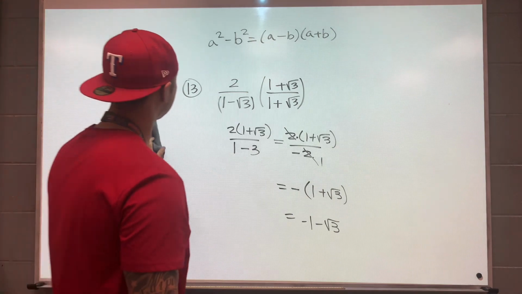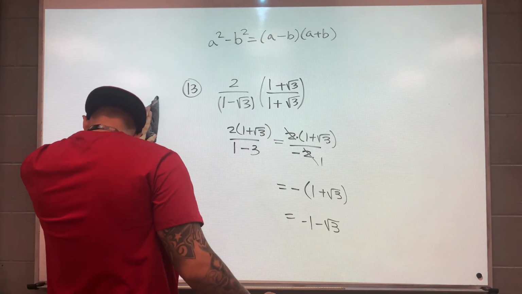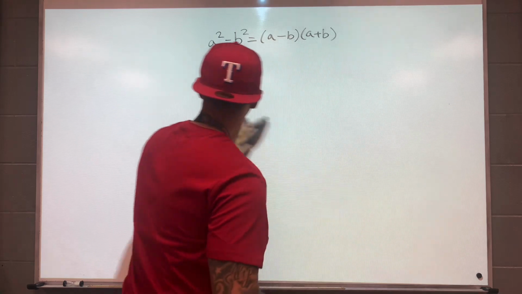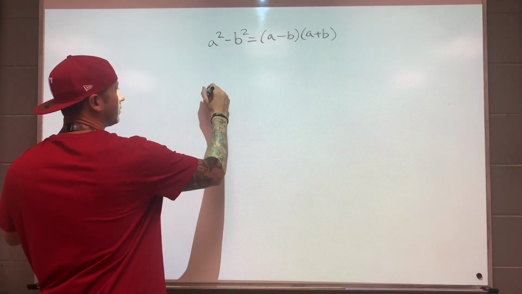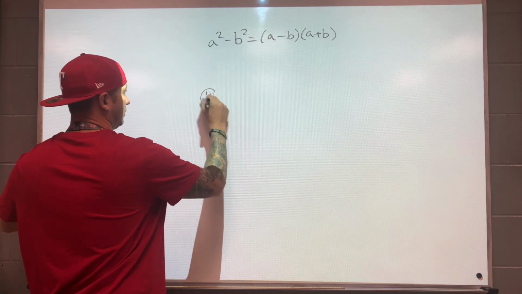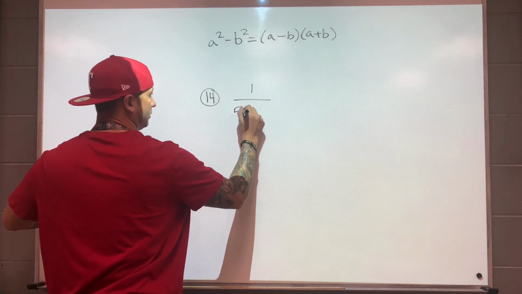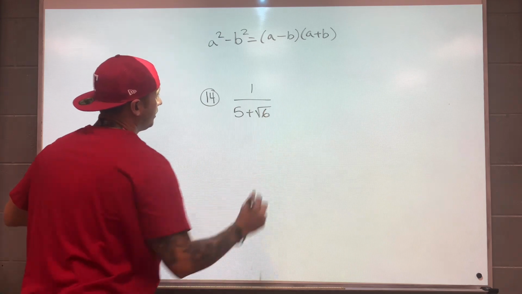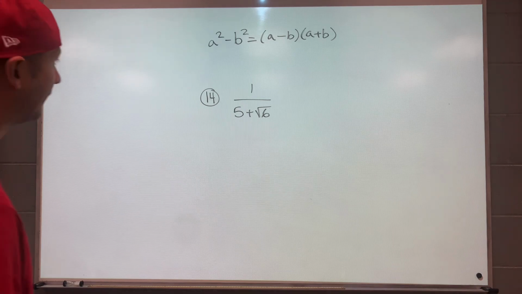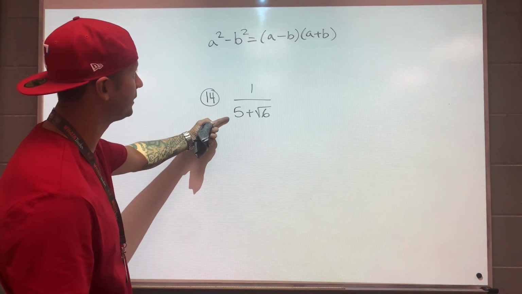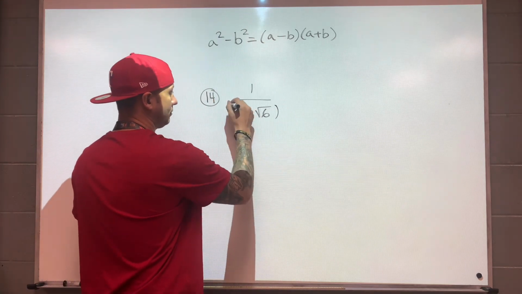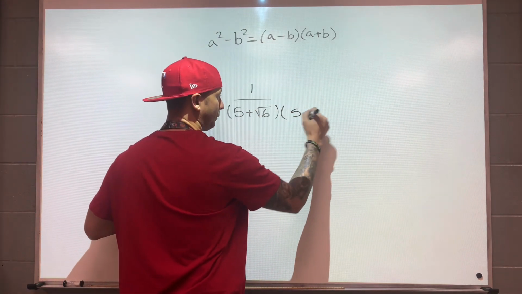1 over 5 plus root 6. Again, denominator, we're going to use this fact: multiply by the conjugate. But this time it's minus.